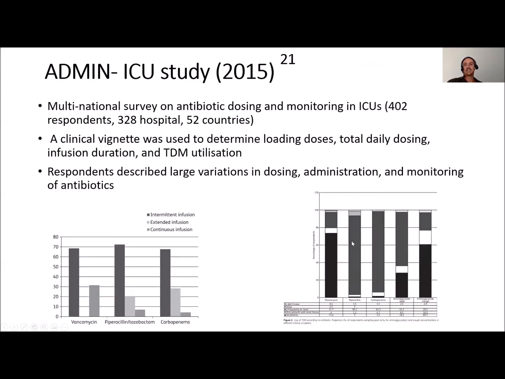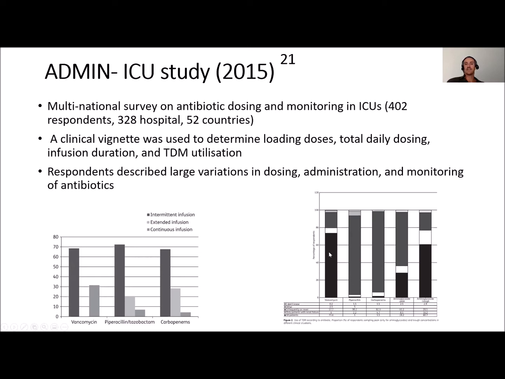And just finally, the last international study of TDM utilization, and this is looking at critically ill patients, was done in 2015. You can see we've got many respondents through 52 countries, 328 hospitals, and they looked at clinical vignettes again to determine loading doses, total doses, infusion duration. There was a large variation in dosing, administration and monitoring. The bottom left here, you can see that majority, when we're looking at vancomycin, piperacillin and carbapenems, that intermittent infusions were what most places were using.